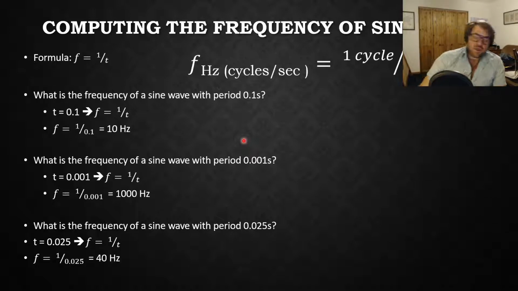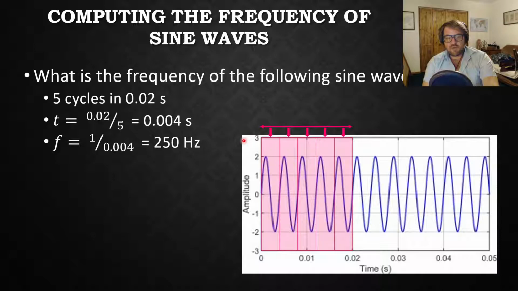But what if you're not always given the period? What if you're given a graph? You have to do this differently. So this is how you do that. What you want to do is look for your major grid lines. So here's 0.01 seconds, and here's 0.02.